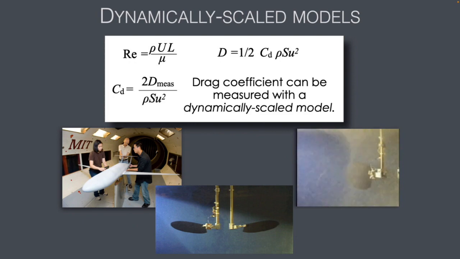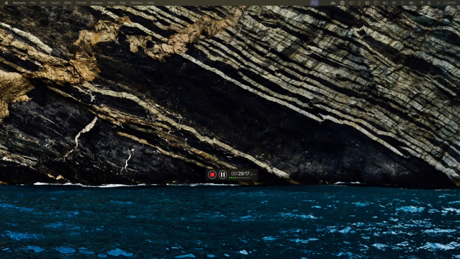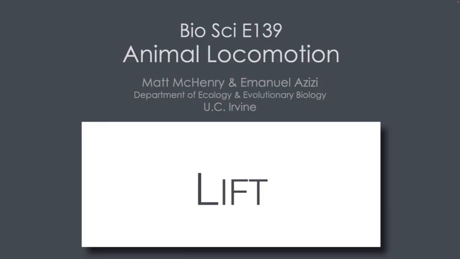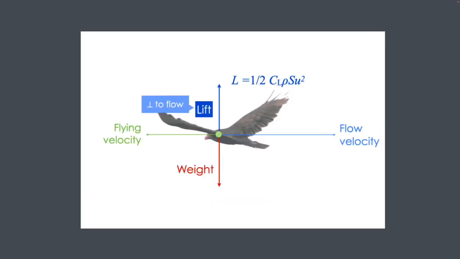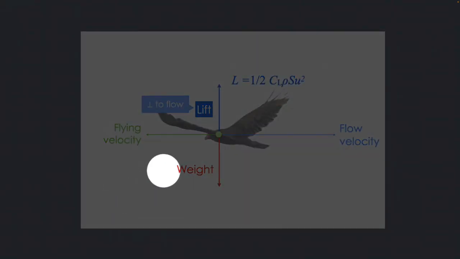Okay, so let's move on to the next fluidsy topic, which is lift. Here we've got, instead of a tuna, a vulture, I think, a gliding bird in flight. We have a flow velocity to the right because it's moving with some velocity to the left. It's got a weight, and in order to offset that weight, it generates lift.